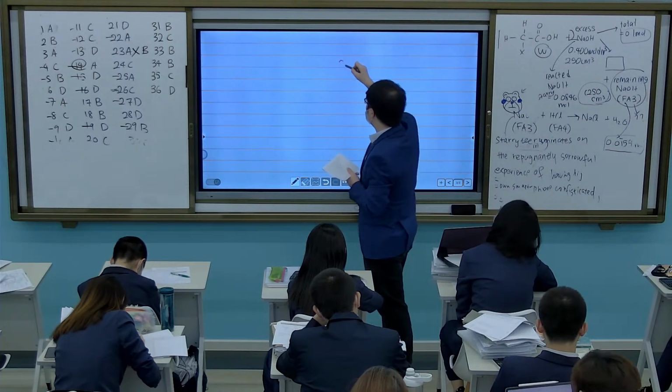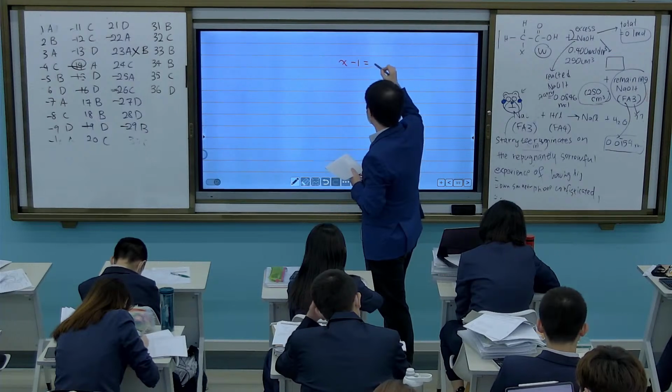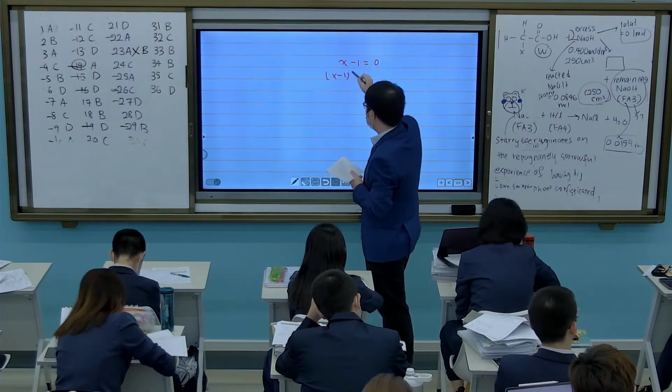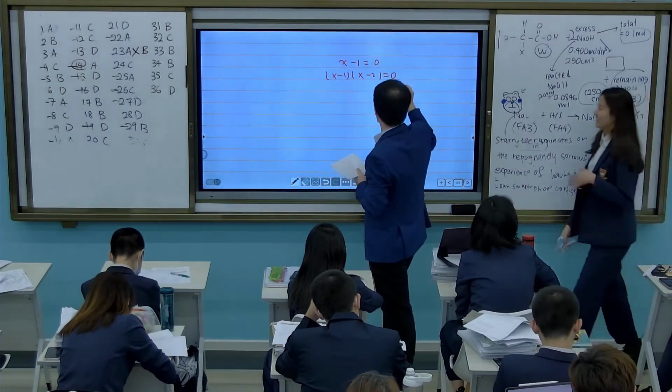Let's say you have the equation x minus 1 equals 0, and x minus 1 times x minus 2 equals 0 also.